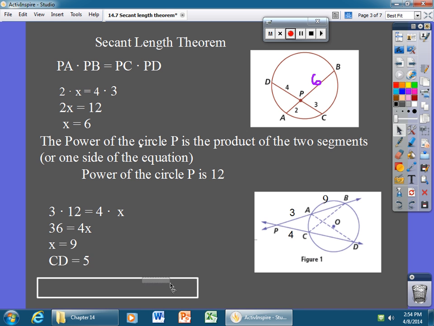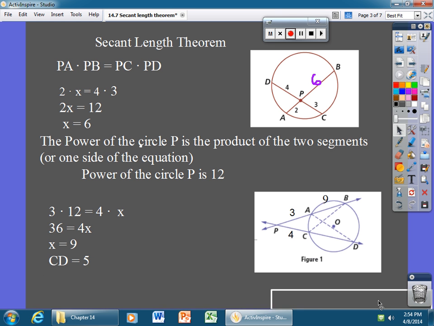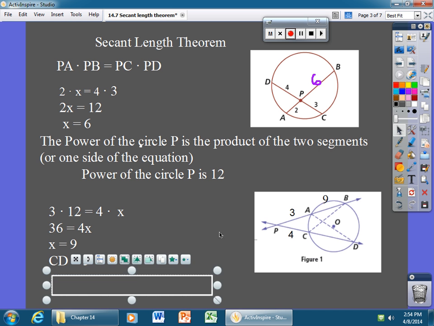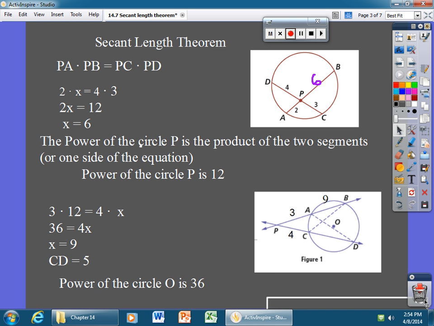The power of this circle would be 36, because one side of the equation is 36. So the power of circle O is 36.